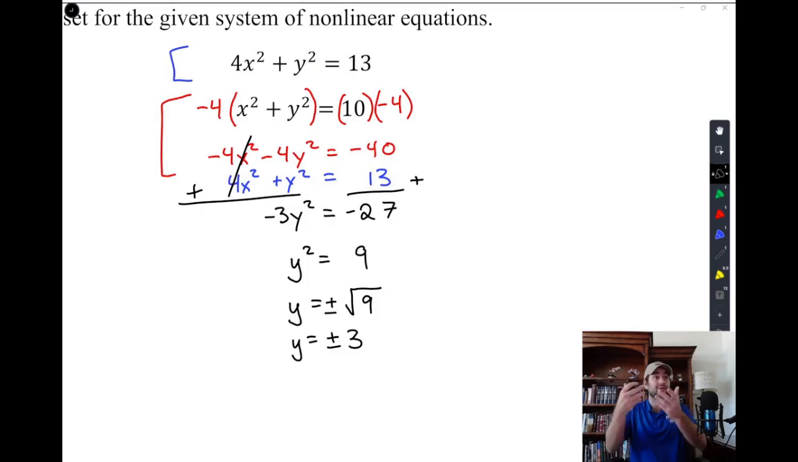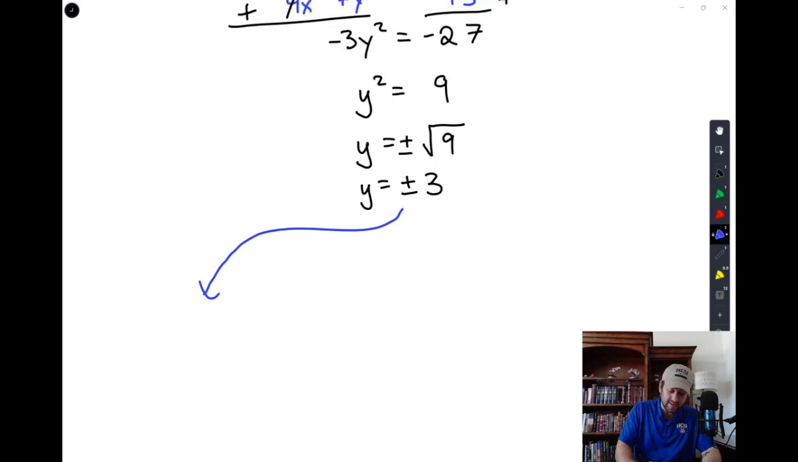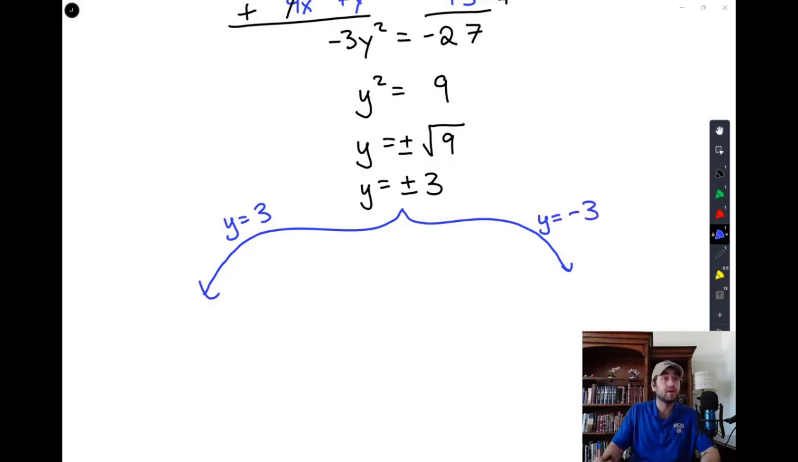Well, again, we need to use the equation to find the x value, but we've got 2 this time. So we need to use both of them separately, and we need to say there's a situation where y equals 3, and there's a situation where y equals negative 3, and we need to plug and chug both of those.